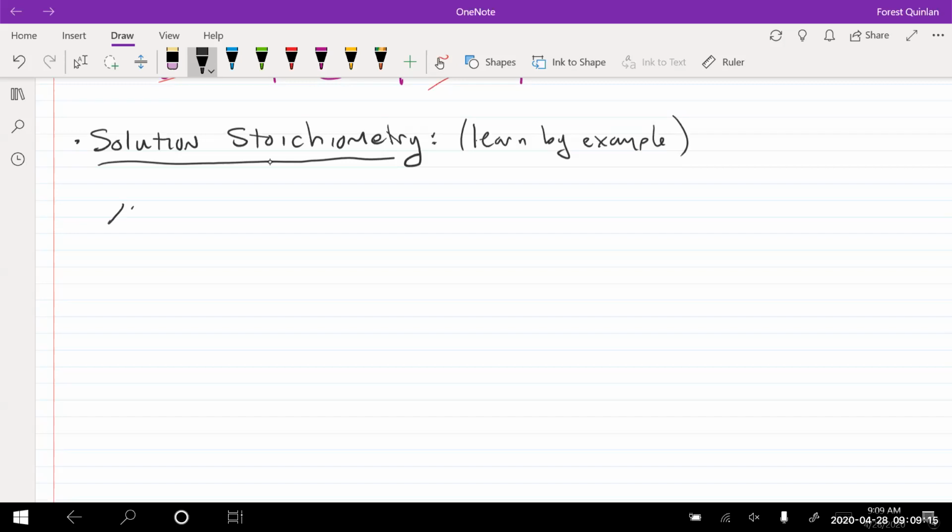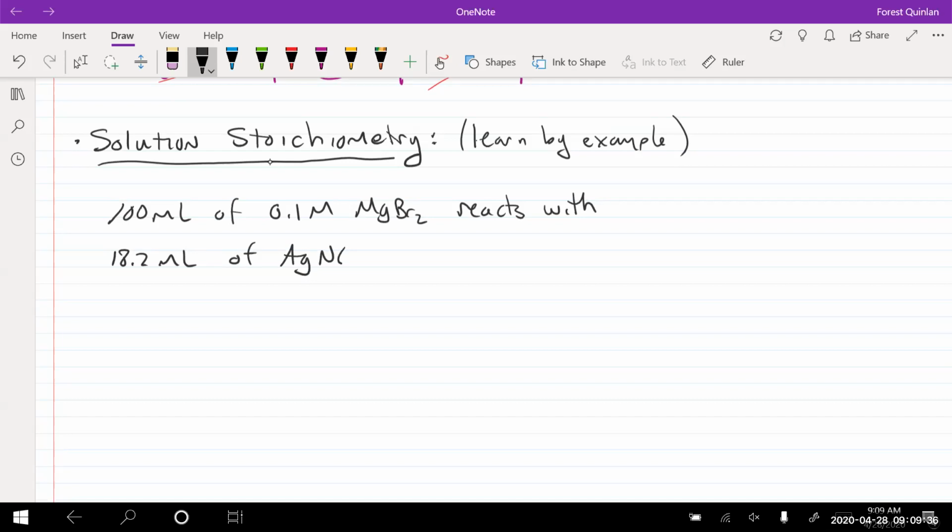I'm going to say 100 milliliters of 0.1 molar magnesium bromide reacts with 18.2 milliliters of silver nitrate. What is the concentration of the AgNO3? How much product is made?